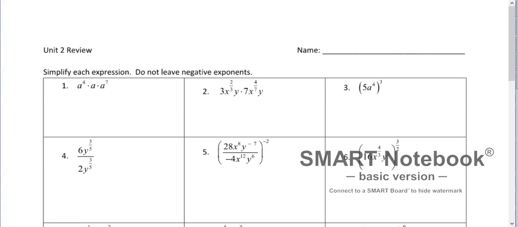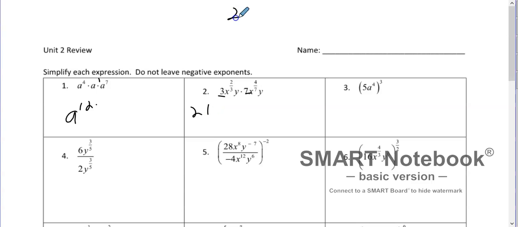All right. So, number one, whenever we have a variable, it is to the first power, so we can put a 1 there. When we're multiplying, we simply keep the base and add the exponents. 7 plus 1 plus 4 is 12, so that's a to the 12th. That's a mess. Let's try that again. A to the 12th. All right, on this one, remember, the numbers are still just 3 times 7, so that's simply 21. The x's, though, we have to add the exponents.